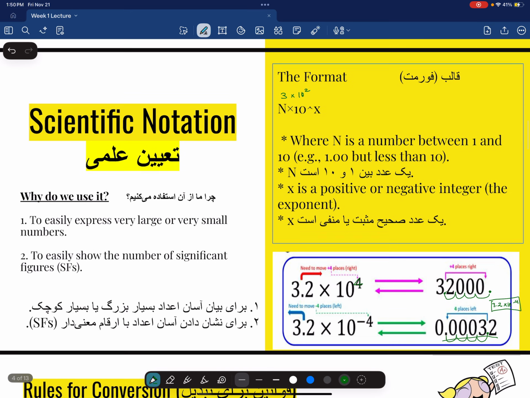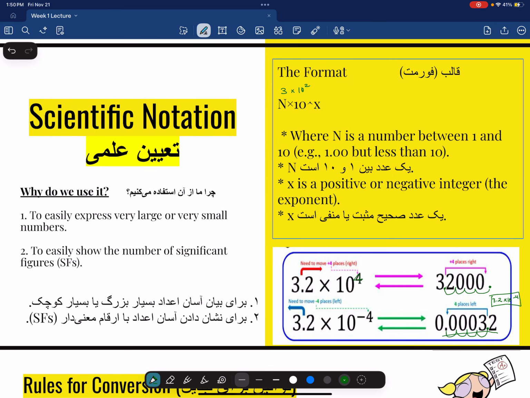So, scientific notation. We use scientific notation to easily express very large or very small numbers and to easily show the number of significant figures that something has.